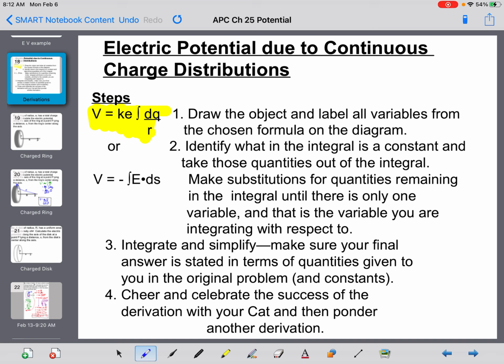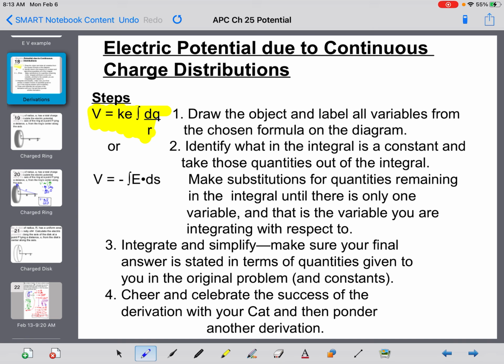Okay, or sometimes we start with V equals the negative integral of E dot ds. It just depends on the situation. So, similar to past derivations, you're going to draw your object, label the variables. Second step, identify what in the integral is a constant and take those quantities out. And then make substitutions in the integral until there's only one variable and you're able to integrate and simplify, cheer, celebrate with your cat, as always.